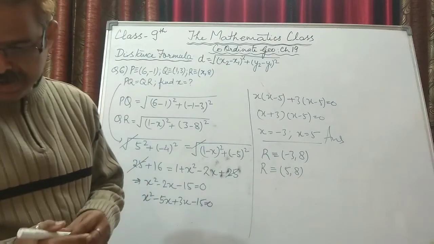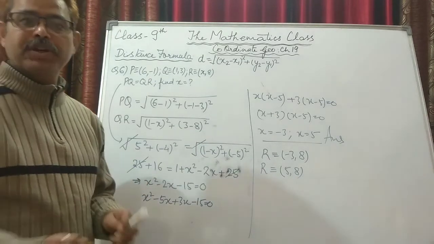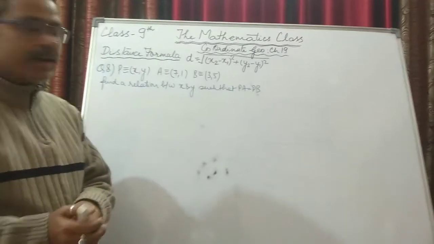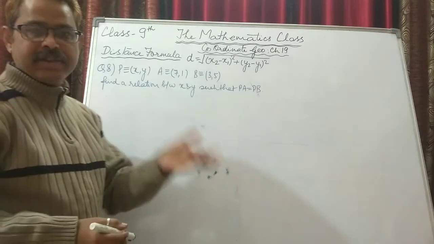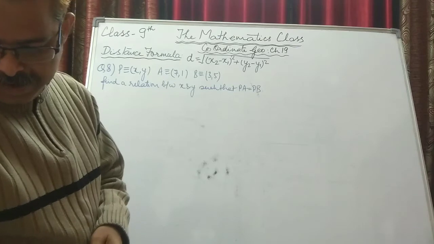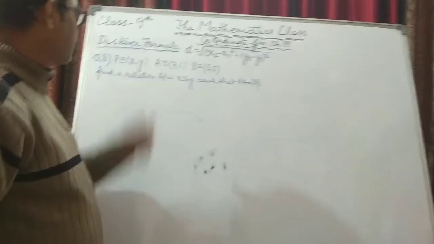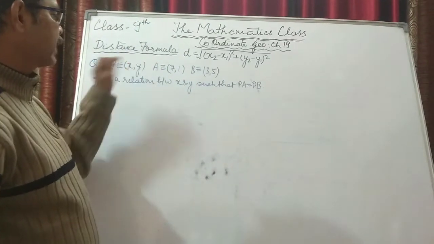Now we move on to the next question and we are going to take question number 8. Now question number 8, I'll read out the question, then I will explain it to you. It is: find a relation between x and y. Find a relation between a point x and y.